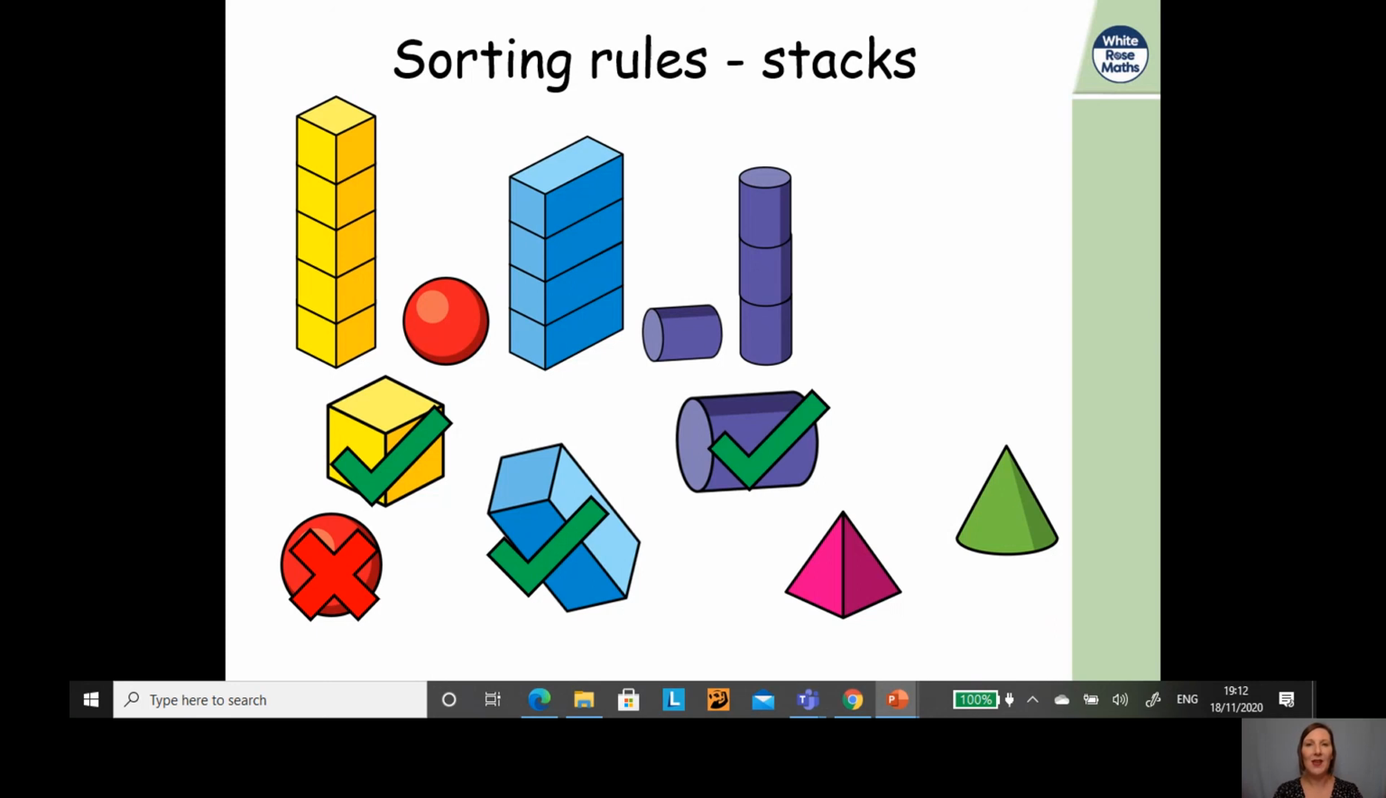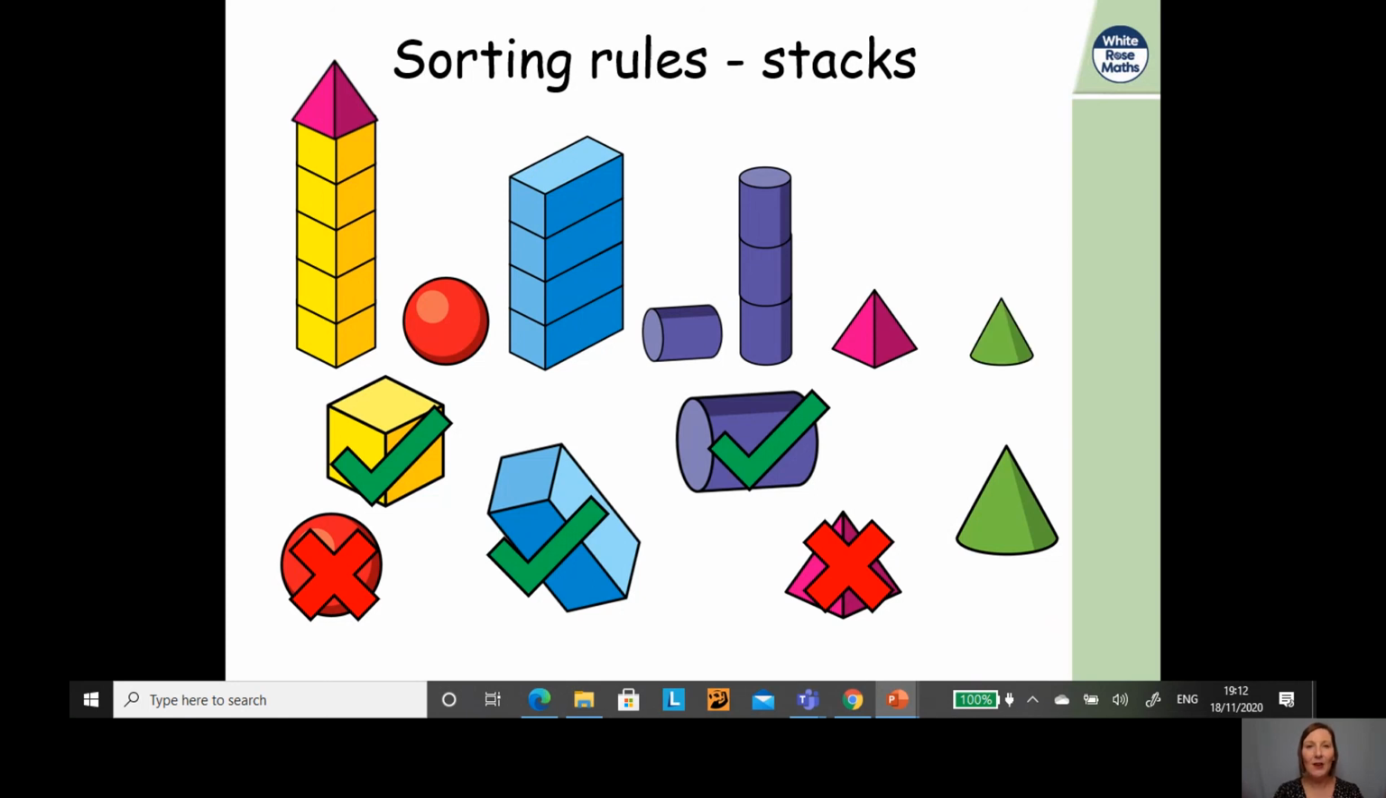My next shape is my pyramid. Do you think my pyramid will stack? It didn't stack. I'm going to show you something that might make you be amazed. Watch this. I can put my pyramid on top of my cubes. It then stacks.